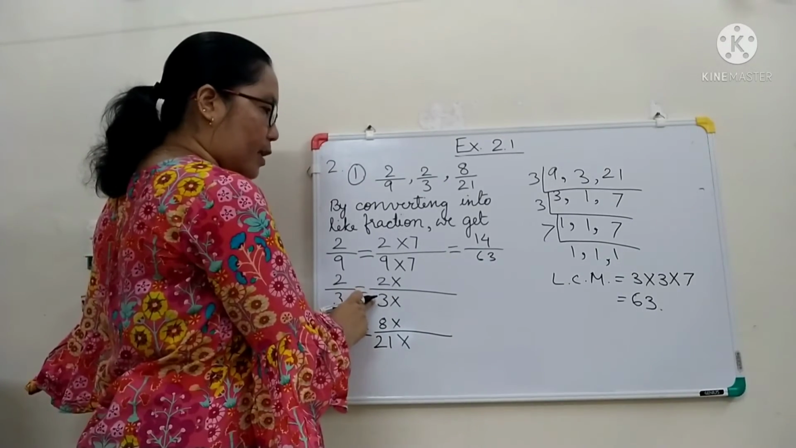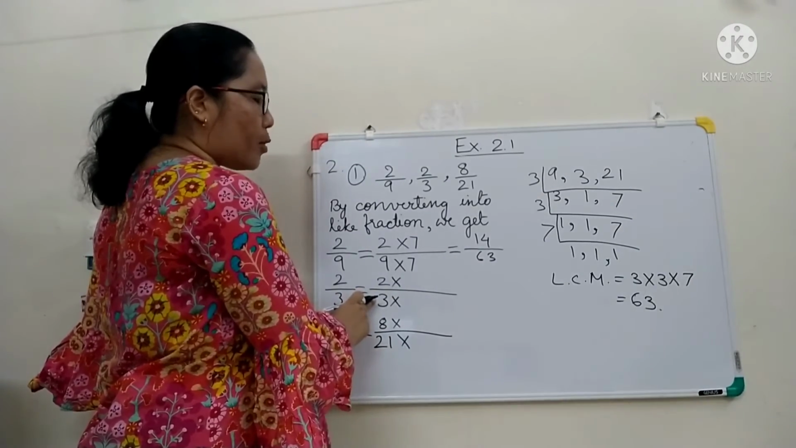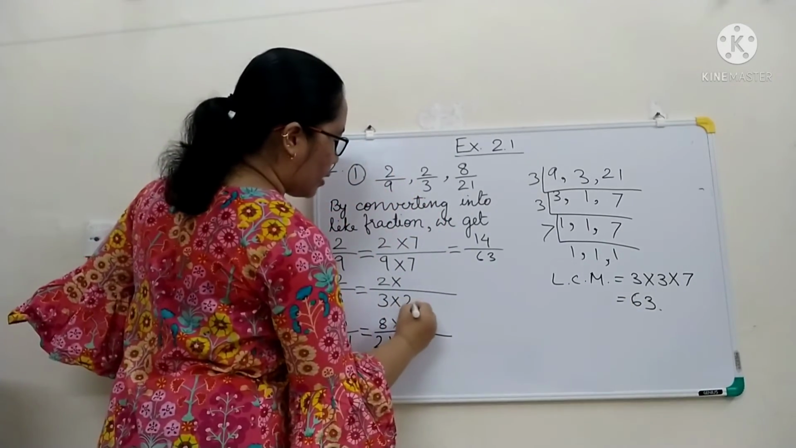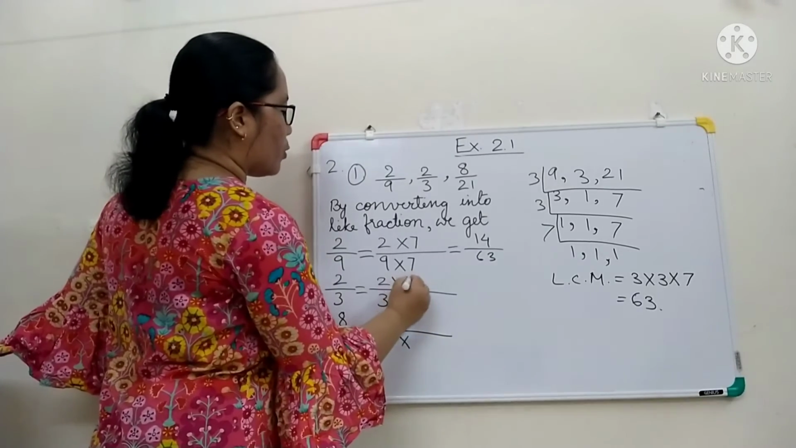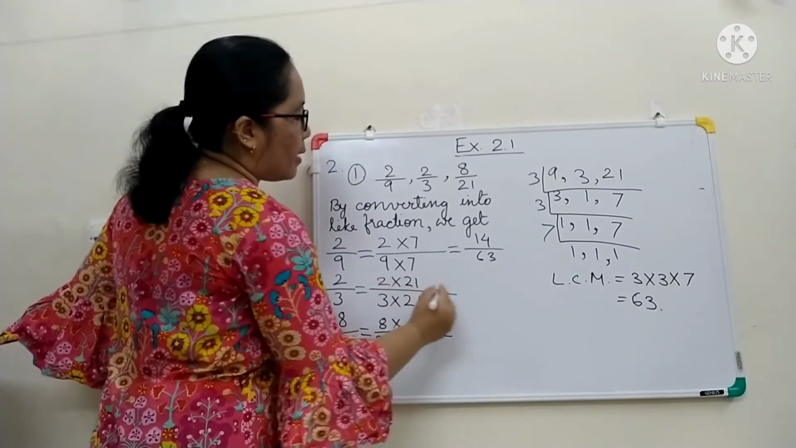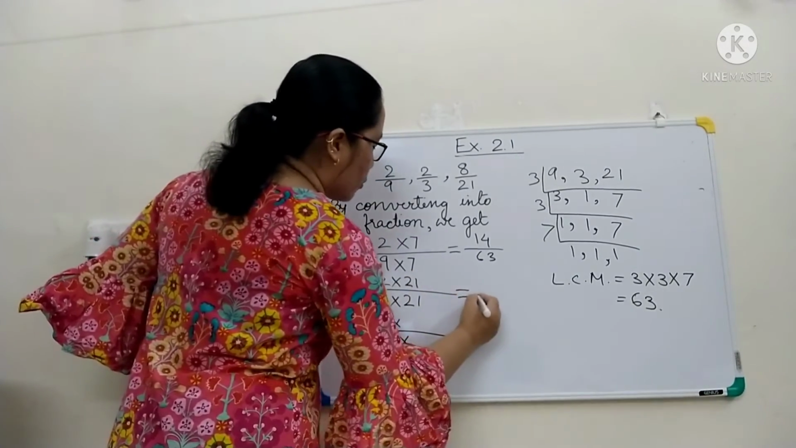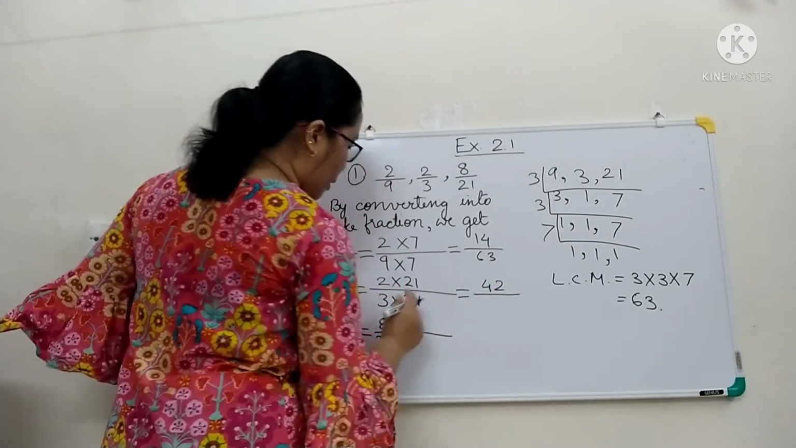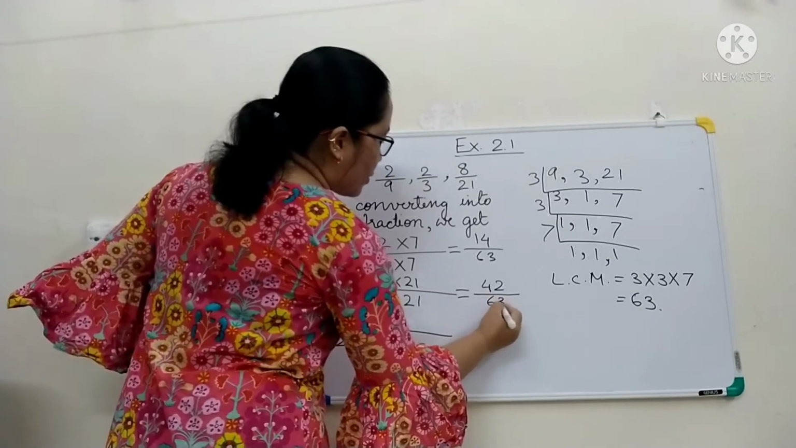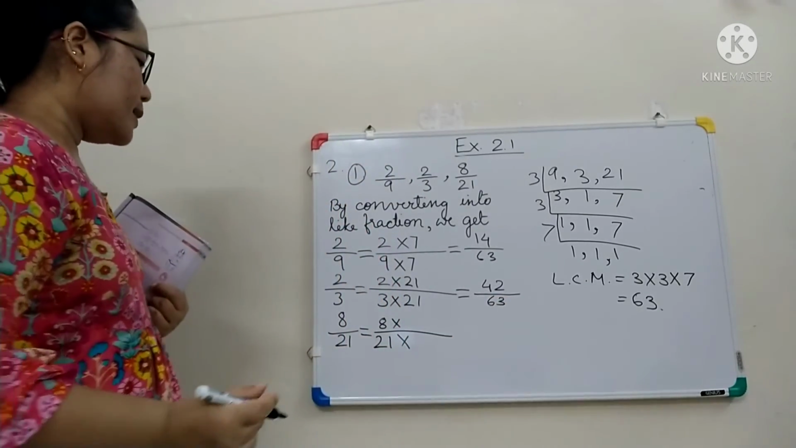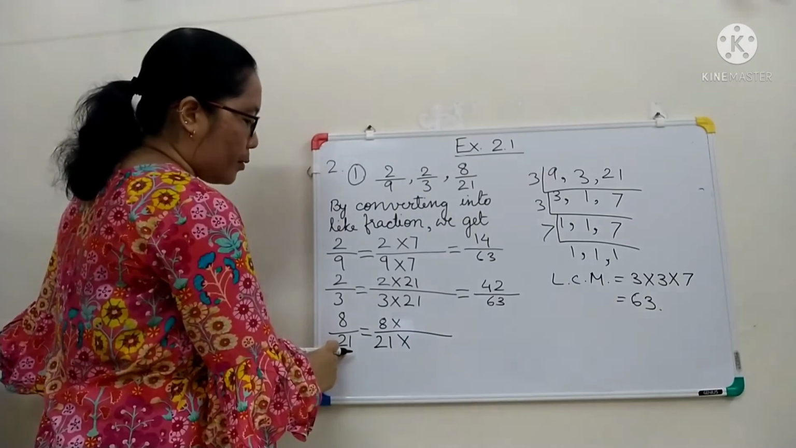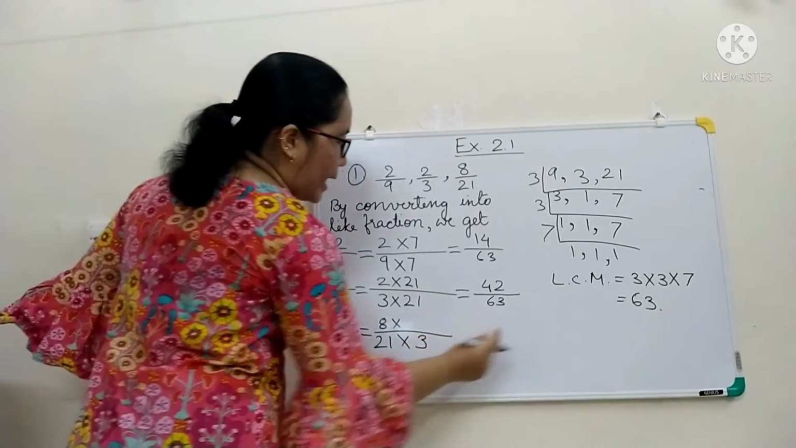Similarly, here 2 upon 3 also. We will see first in the denominator, that is 3. Which number do we have to multiply with 3 to get 63? That is 21. So the same number 21 we will multiply in the numerator. So what will be the answer? 42 in the numerator and 63 in the denominator.